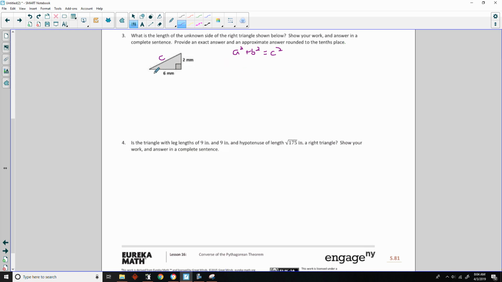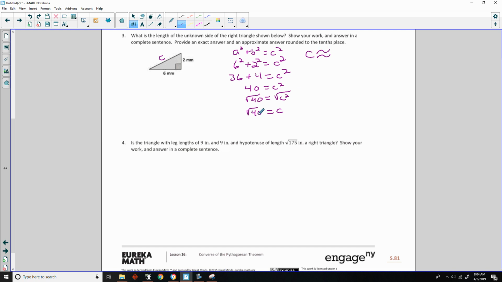So again, A squared, I'm going to make 6. So 6 squared plus 2 squared equals C squared. 6 squared is 36, 2 squared is 4, equals C squared. 36 plus 4 is 40, and I take the square root of both sides, and I get the square root of 40 equals C. That is my exact answer, and then I do my approximation.